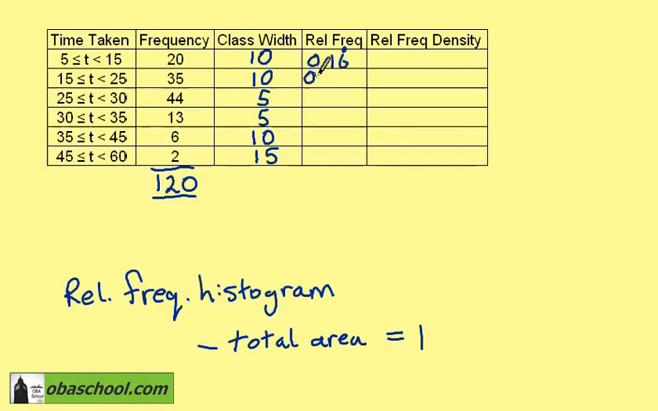35 divided by 120 is 0.2916 recurring. 44 divided by 120 is 0.36 recurring. 13 divided by 120 is 0.1083 recurring. 6 divided by 120 is 0.05, and 2 divided by 120 is 0.016 recurring.